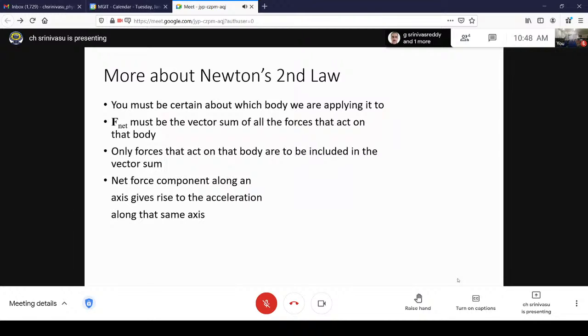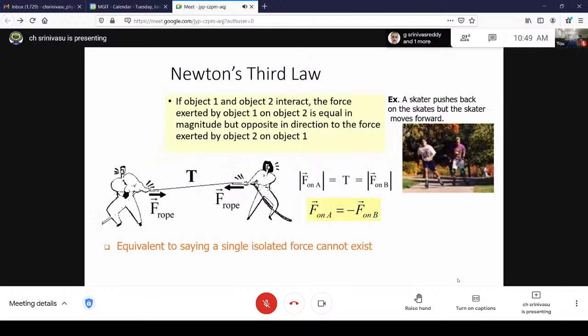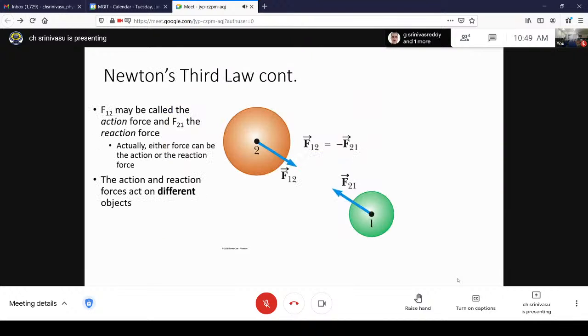If object 1 and object 2 interact, the force exerted by object 2 on object 1 is equal in magnitude but opposite in direction to the force exerted by object 1 on object 2. F may be called the action force, and the other the reaction force. Actually, either force can be the action or the reaction force. The action and reaction forces act on different objects.